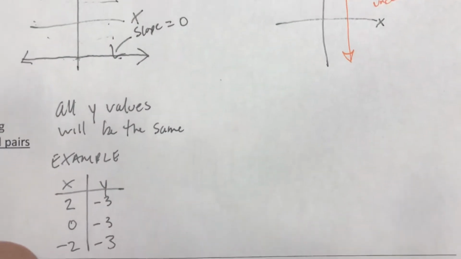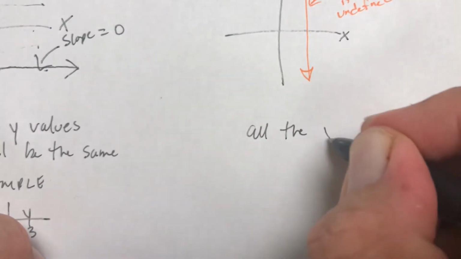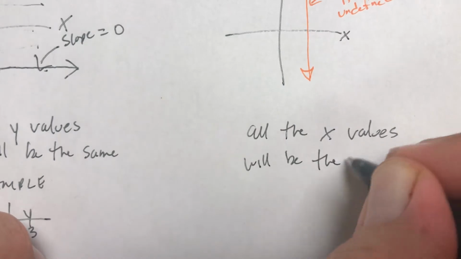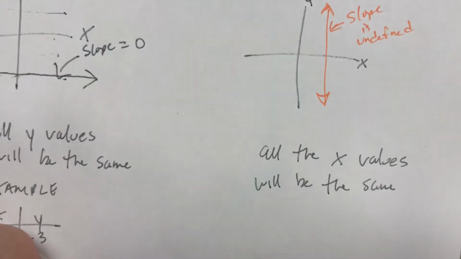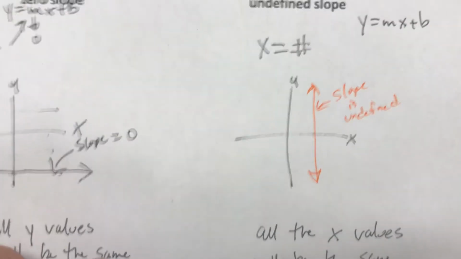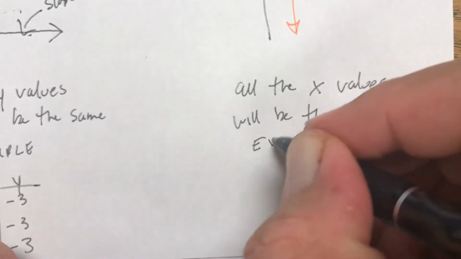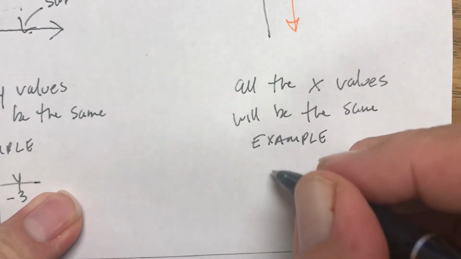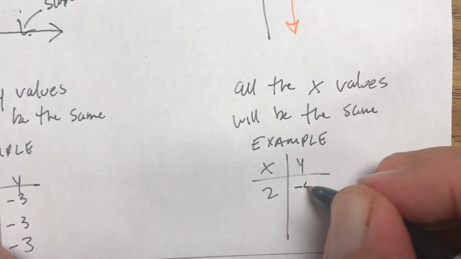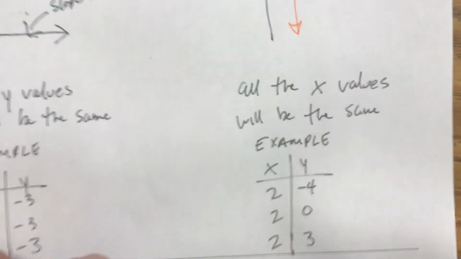Because of this, when we put it into a table or mapping or ordered pairs, all the x values will be the same. So an example, going back to this graph that we just did, let's say that this is where x is 2, so this would be 1, this would be 2, where x is 2. So then when we fill out the table, all of the x numbers are going to be 2. So 2, -4 would be a point, 2, 0 would be a point, 2, +3 would be a point. All right, on that line that we just graphed.